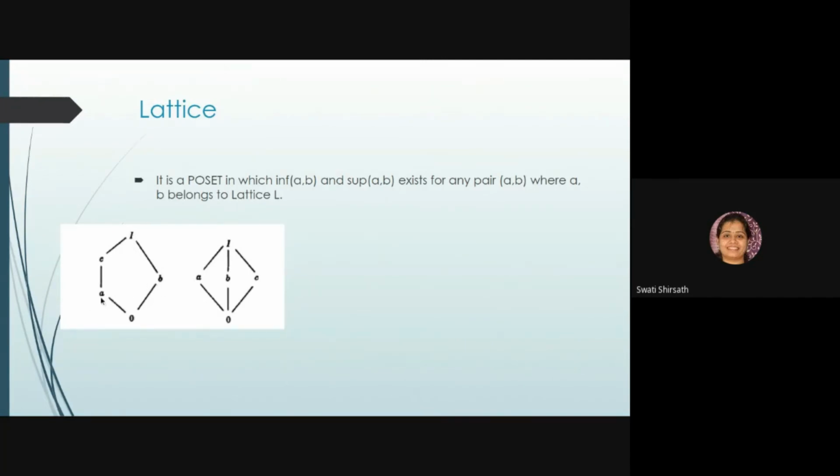So if you look at the upper bound of this A and B, it is not C, because B is not connected to C. So there is no relation between B and C. So we can't say that C is the upper bound of A and B. No. So we have to look where they are getting joined, and that point or that node or vertex is called the least upper bound.